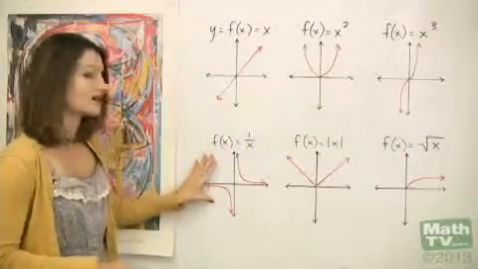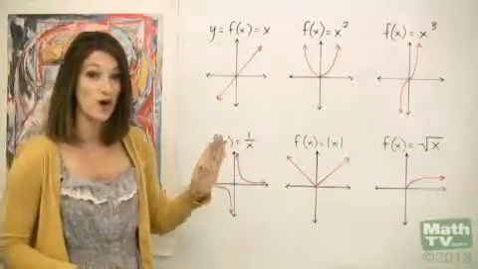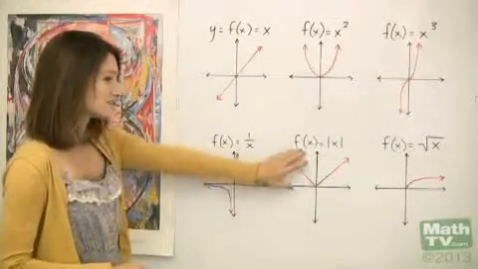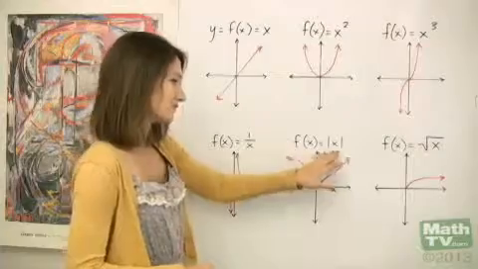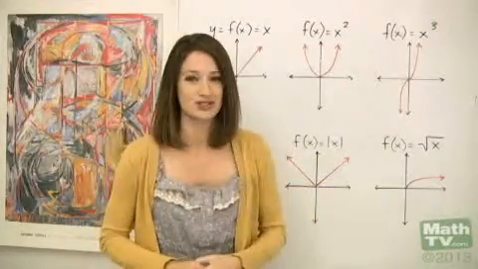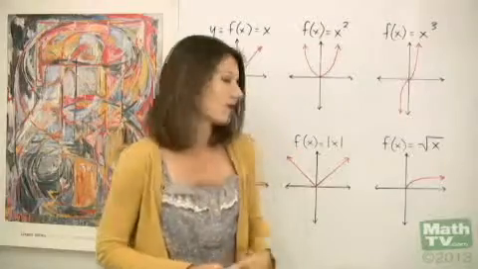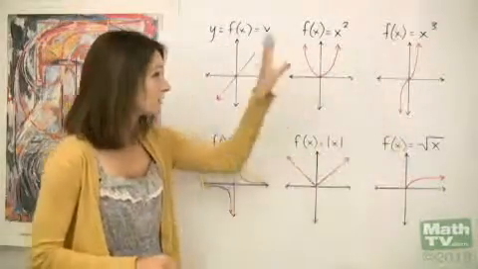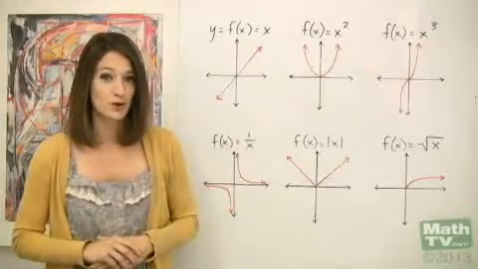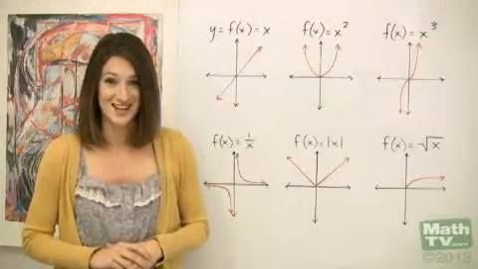Our fourth is our rational function, where f of x equals 1 over x, and x is in the denominator. Our fifth is our absolute value function, where f of x equals the absolute value of x. And our final one is our radical function, where f of x equals the square root of x. Now, it's very important for you to become familiar with all 6 of these graphs. That'll help you with your work with transformations in this section.